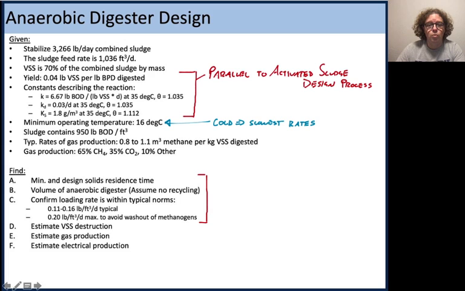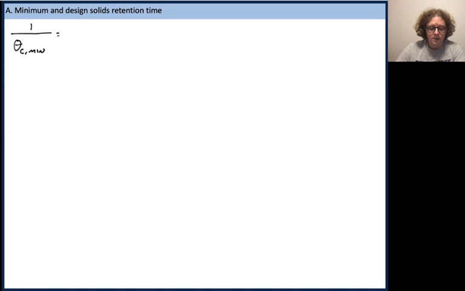Okay, so what we're going to do tonight then is move forward through parts A through F, and we'll start with the minimum and design solids residence time. So this equation should look familiar to you from activated sludge design. So 1 over our minimum residence time equal to, and you can see the right hand side is those combinations of substrate loading rates, half saturation constants, growth rates, decay rates or death rates, and yield, the capital Y.